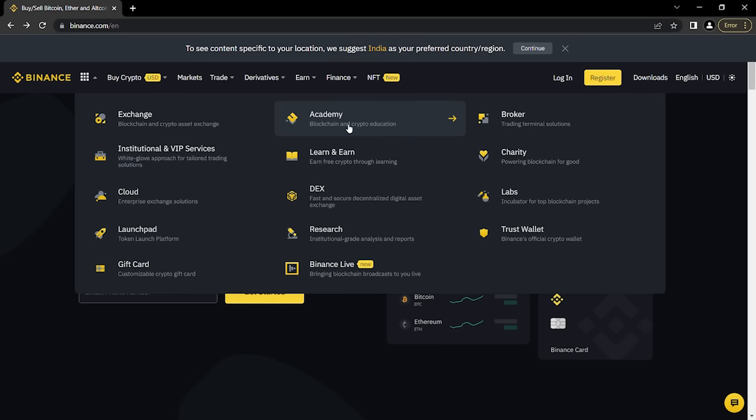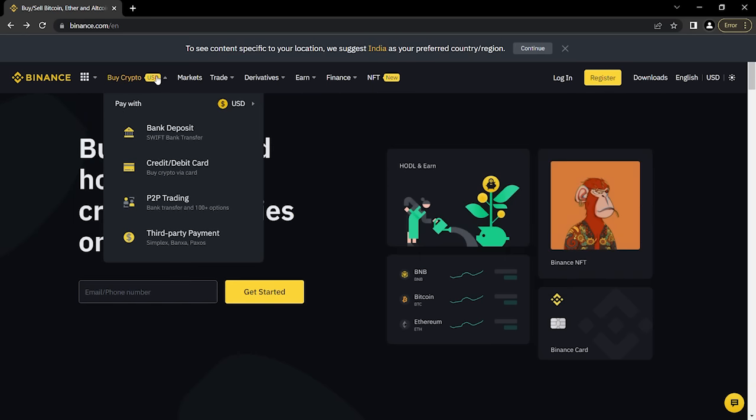Binance also has its own launchpad, which is a token launch platform. DEX is a decentralized digital asset exchange. Buy crypto. You can buy crypto, pay with USD and do bank deposit, directly depositing funds from your bank. Buy crypto with your debit card or credit card, peer-to-peer trading and also third-party payments to buy crypto.